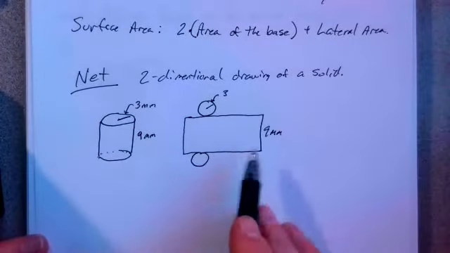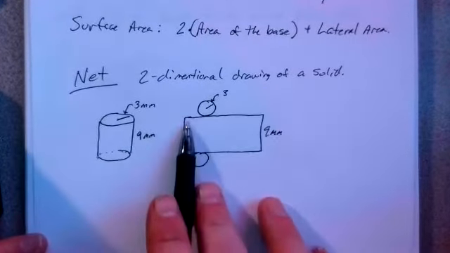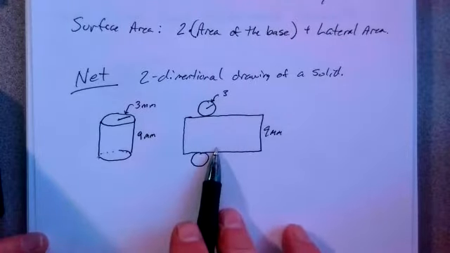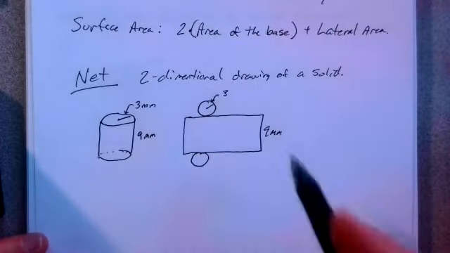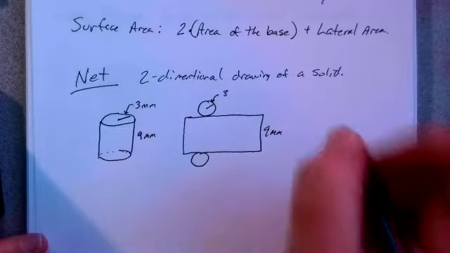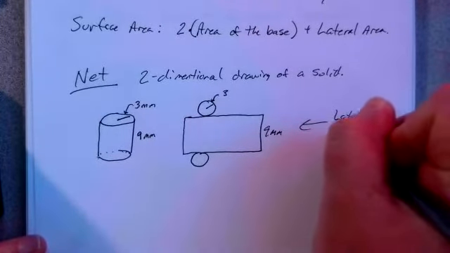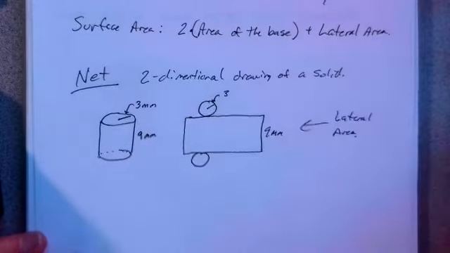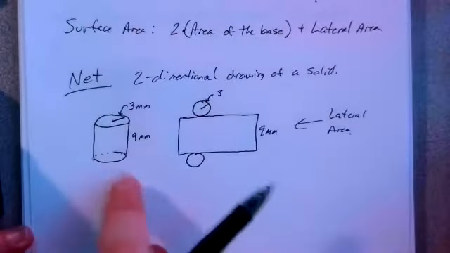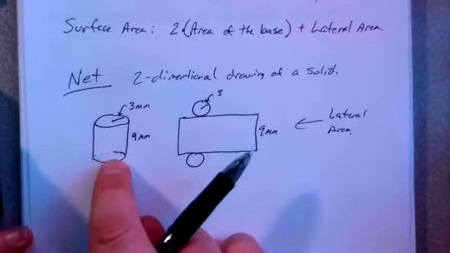Now we need to look at this area here, right? This part in the middle would be my lateral area. So this is the lateral area, okay? So let's find the surface area of this cylinder.